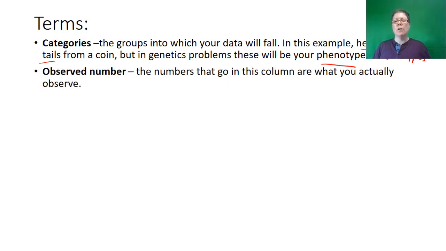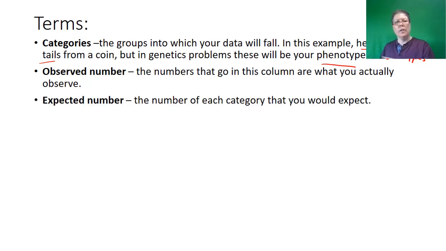Your observed number. This is what you actually see. So the numbers that go into this column are going to be what you actually observe in real life. Let me see if I have one here with me. I don't. But you will be looking at corn. You're going to look at something like the color of the kernels, for instance, or the texture of the kernels. What did you observe?